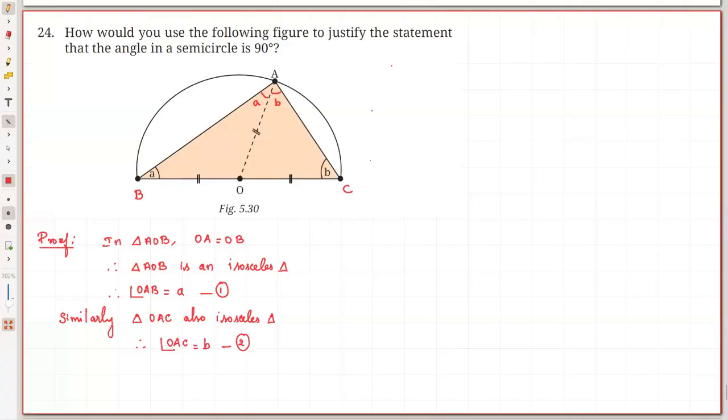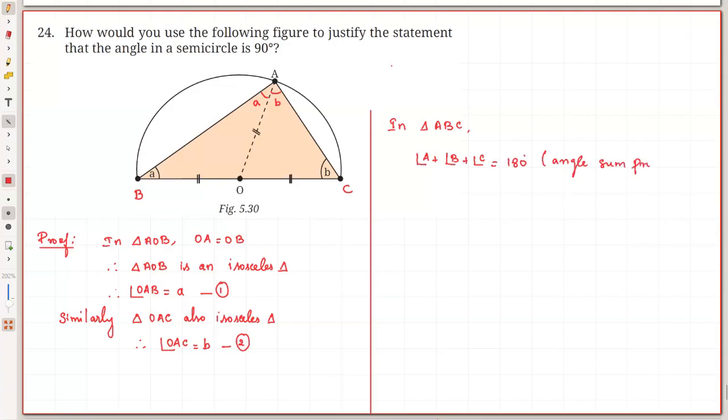Okay, so I'm going to consider triangle ABC, the big triangle. Use the angle sum property. In triangle ABC, the angle sum property means angle A plus angle B plus angle C is equal to 180 degrees. That is the angle sum property.